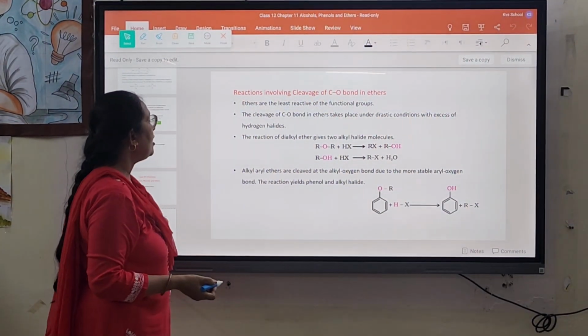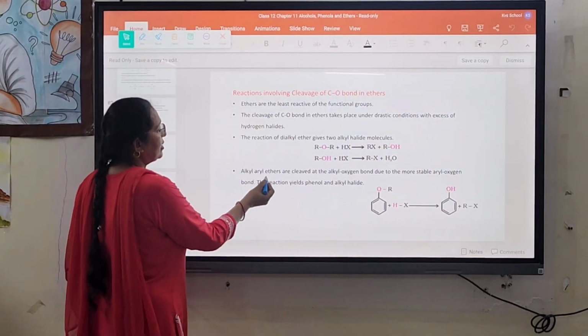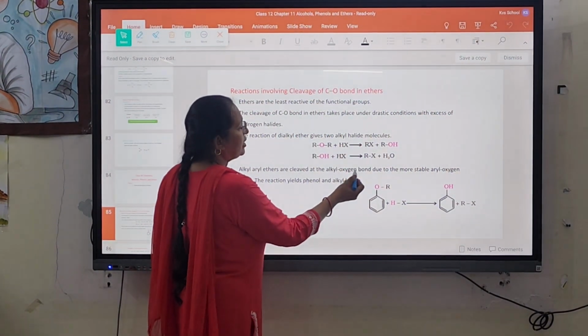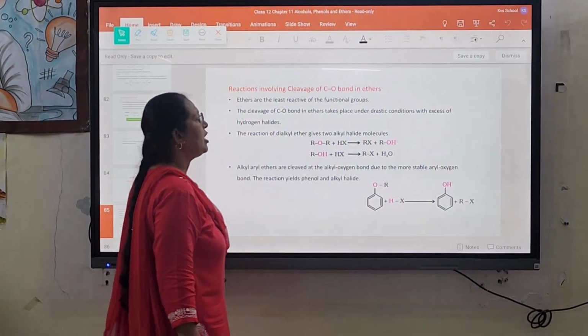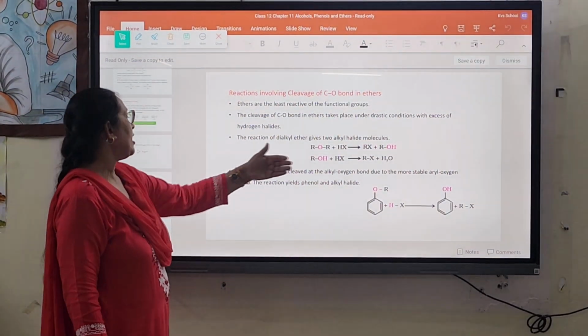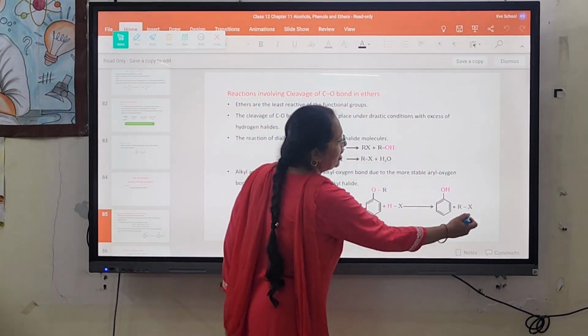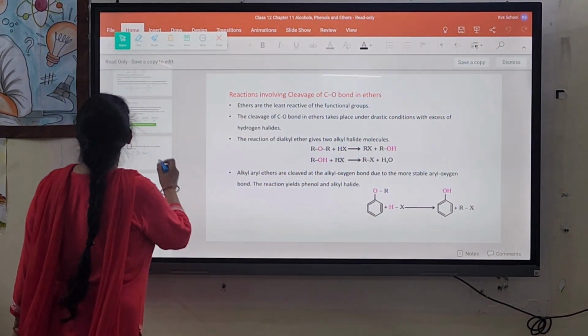if we are taking the excess. Alkyl aryl ethers are cleaved at the alkyl oxygen bond, due to the more stable aryl oxygen bond, and the reaction yields the phenol and the haloalkane.